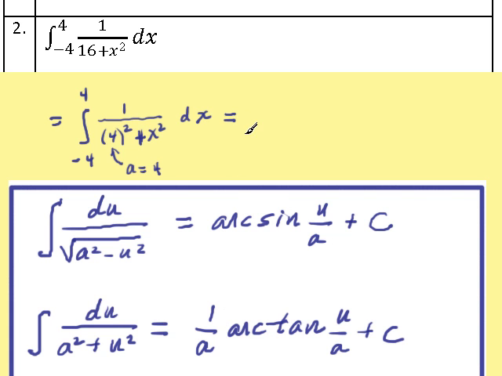So this is equal to 1 over a, that would be 1 over 4 arctan u over a. U is the same as x in this case. U over a, x over 4 plus c. Well, actually we have limits of integration here, so we're going to just substitute in now.